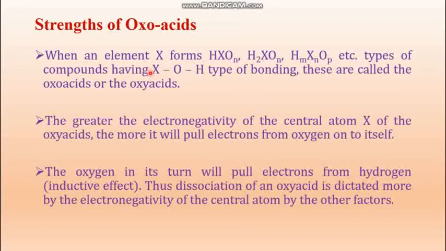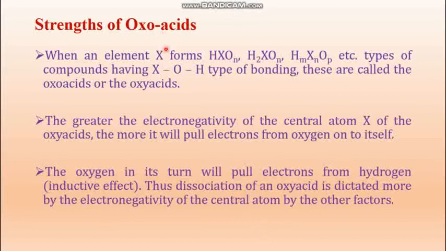So the higher the electronegativity, the more the acidity, because the more it will pull electrons from oxygen onto itself. So electrons are pulled from here to oxygen, then from oxygen to here. So this side becomes very vulnerable and ready to break, and the electrons must be shifted towards the left-hand side, and hydrogen would be released as the proton. The oxygen in its turn will pull electrons from hydrogen. Oxygen is pulling the electron as part of the inductive effect. Thus dissociation of an oxyacid is dictated more by the electronegativity of the central atom than by other factors.